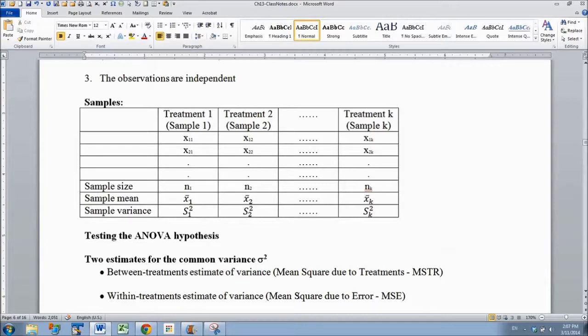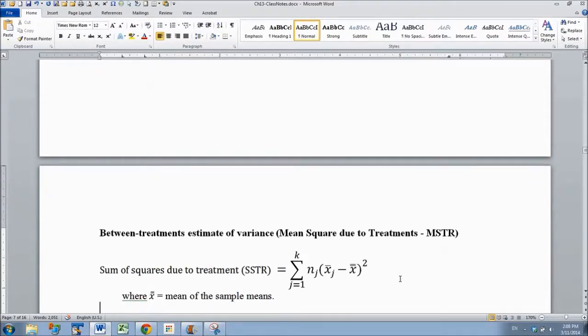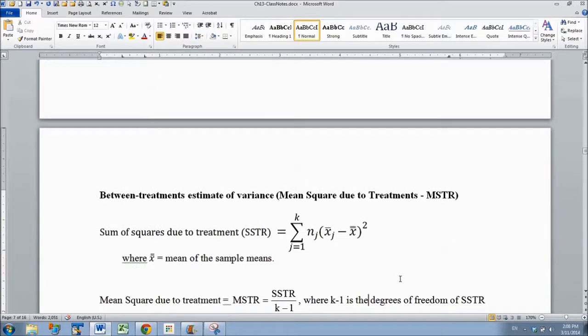For the between treatments estimate, or MSTR, we first find SSTR using this formula, where x bar sub j is the sample mean for sample j, and x double bar is the overall mean of all the sample means. Then this has degrees of freedom of k minus 1, k being the number of treatments. And if we divide SSTR by the degrees of freedom, we get MSTR.